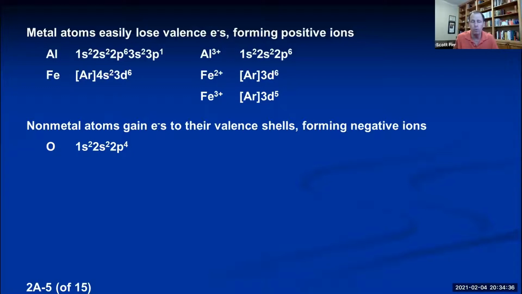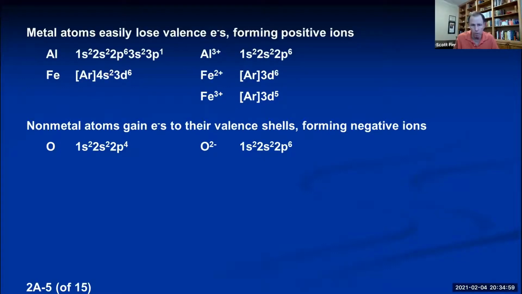Once it reaches that noble gas configuration, it can't gain another electron because the next electron would go into the third energy level, wouldn't be stable, wouldn't attract the nucleus, wouldn't release energy, so that doesn't happen. So you can actually then easily predict what ion charge nonmetals are going to form, first realizing they gain electrons. They'll gain enough until they reach a noble gas configuration.